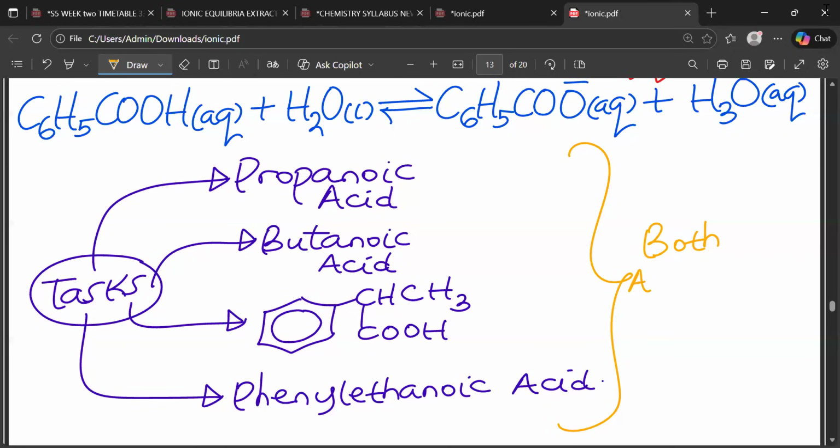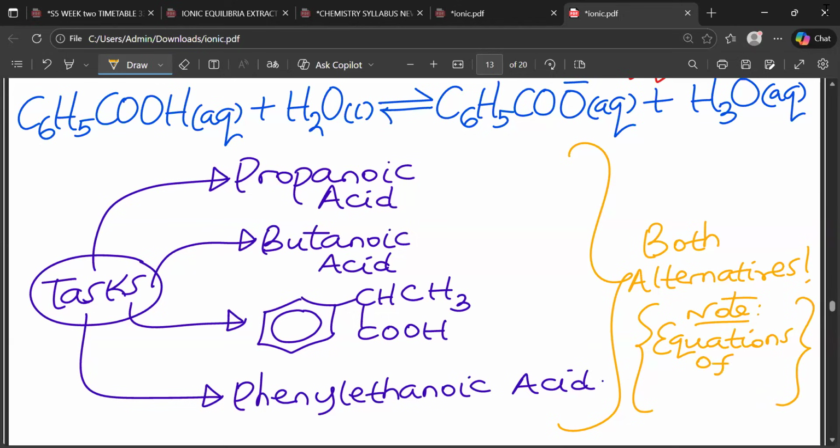You're supposed to do both alternatives. Of course, let me make people aware that we are writing the equations of ionization. Some of you may just write the structures and stop there. So let me hope another person has taken the screenshot of the tasks and you've posted them in the group.